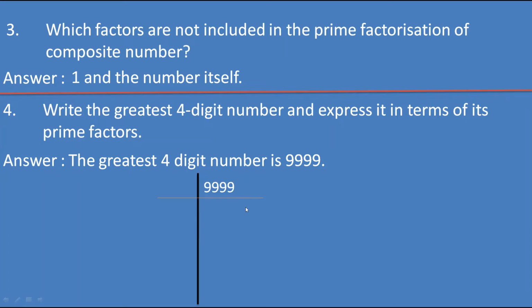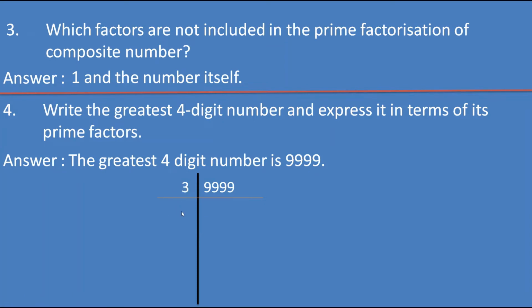So the next prime number is 3. So here, the divisibility rule for 3 is that the sum of the digits should be a multiple of 3. So let's check. 9 plus 9 is 18. 18 plus 9 is 27. 27 plus 9 is 36. 36 is divisible by 3. So let's divide this number by 3. So here we have to write the number 3.